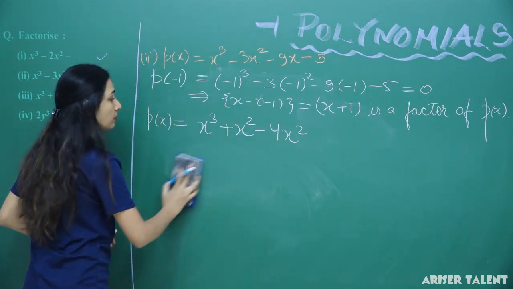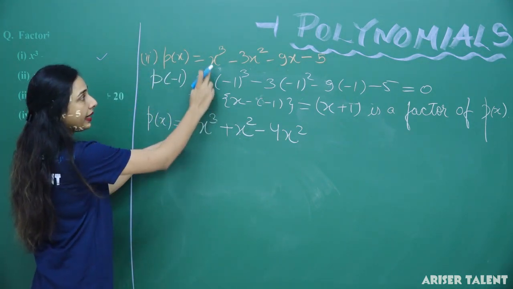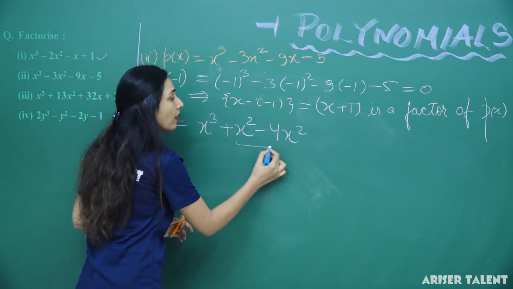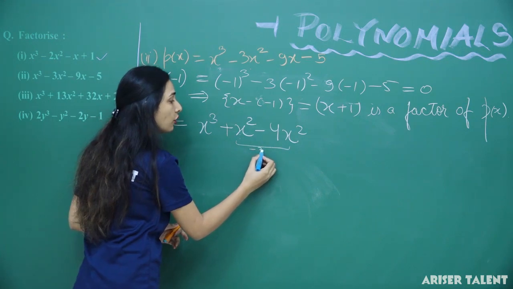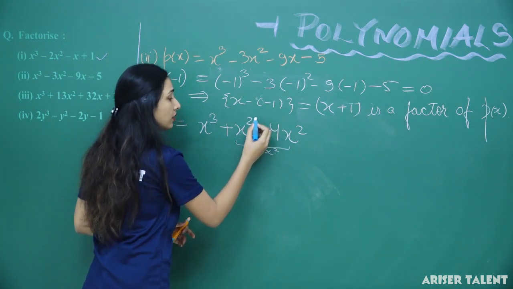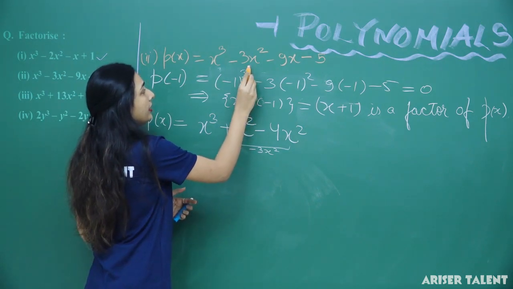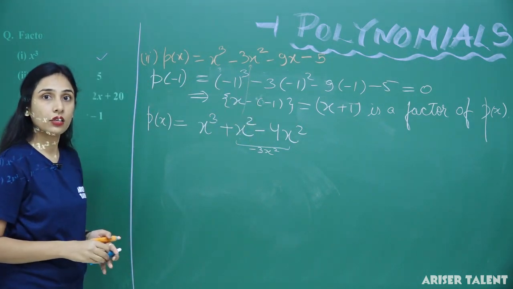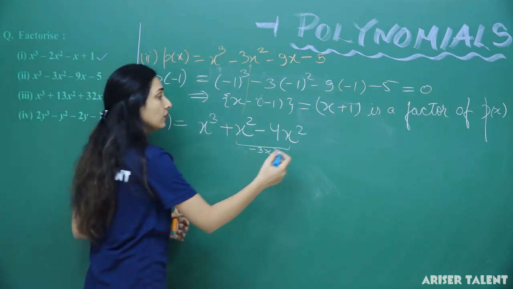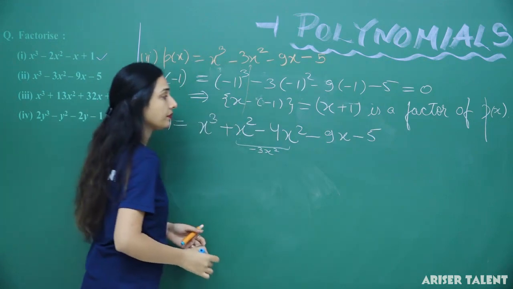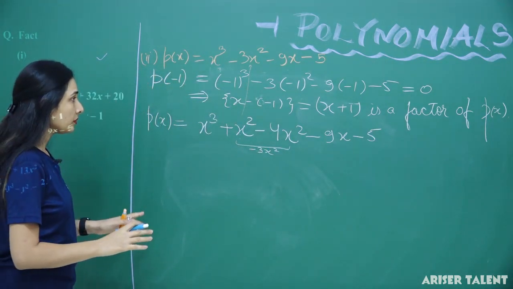Now x cube plus x square minus 4x square is what? Minus of 3x square, right? And here it is minus of 3x square. Nothing has been changed. Okay. So minus 9x minus 5.